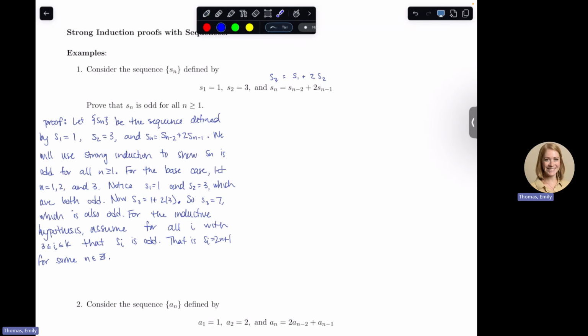Sorry, I'm going to write some scratch work somewhere. Base case: N equals 1, 2, and 3, so we're looking at S sub 1, S sub 2, S sub 3. Inductive hypothesis: we let N equal K. So we're looking at S sub K is equal to S sub K minus 2 plus 2. I don't know if this is helpful. I forget why I was doing this. Oh, golly.